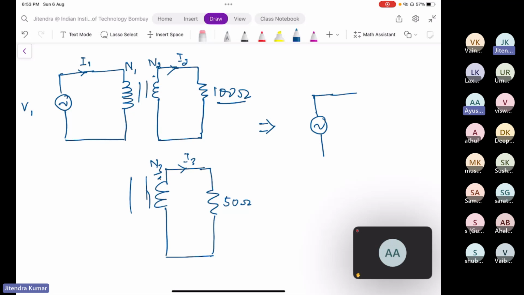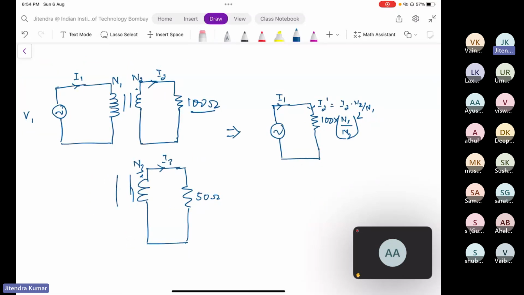If I transfer 100 ohm to this side, it becomes 100 into N1 by N2 squared. This I1 was flowing, and I2 will also flow here. I2 dash will be equal to I2 into N2 by N1. Am I correct till this point? Yes, sir.